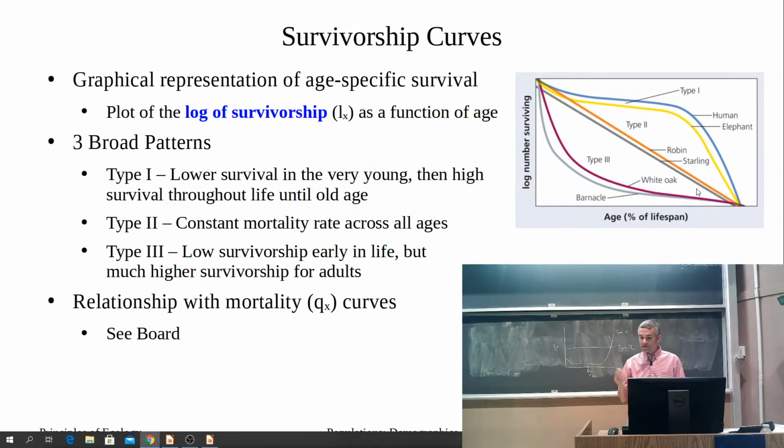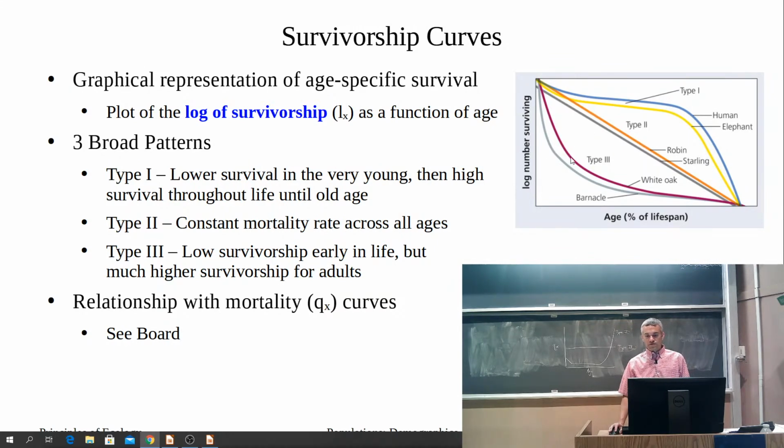We don't have the elevated mortality rates. Now, I did say for birds, you do tend to see 2 different curves, one for the nestlings and one for the adults. But both of them tend to be straight, like this.